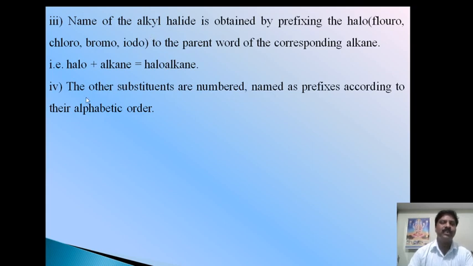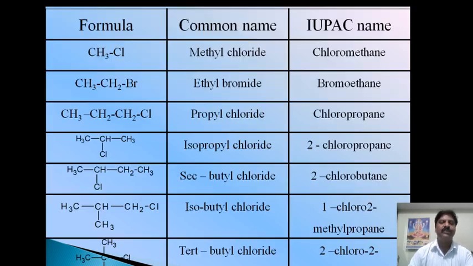And the fourth rule is that the other substituents present in the compound are numbered and named as prefixes according to their alphabetical order. These are the four rules for giving the name of organic halogen compounds.